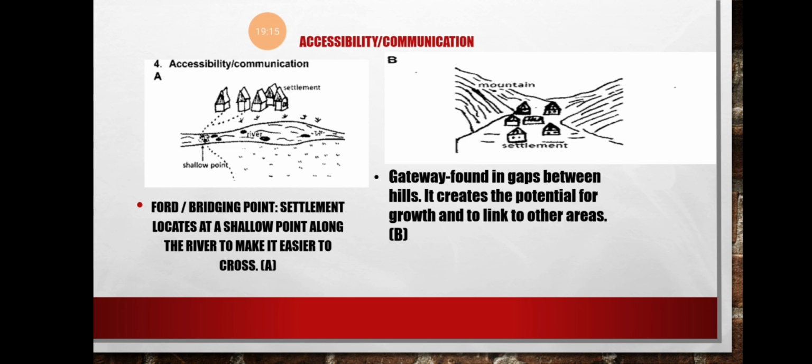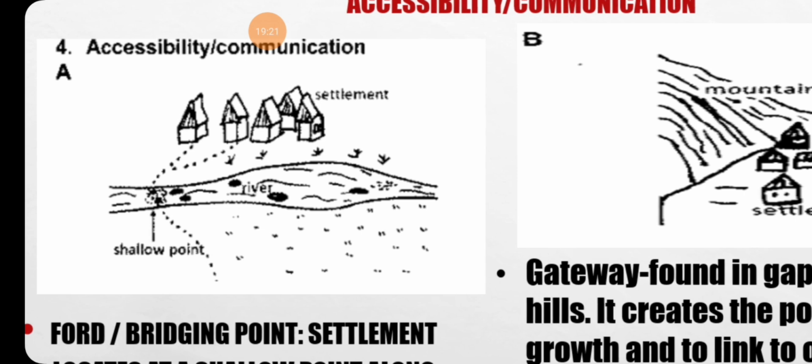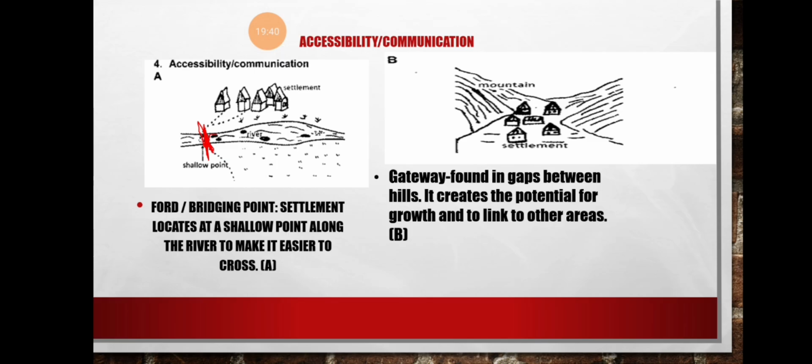Here we have accessibility and communication. If you check, we have a bridge there. Can you see it? We have a bridge. Therefore, the people may have access. There, can you see that, right? You can also see the gateway.